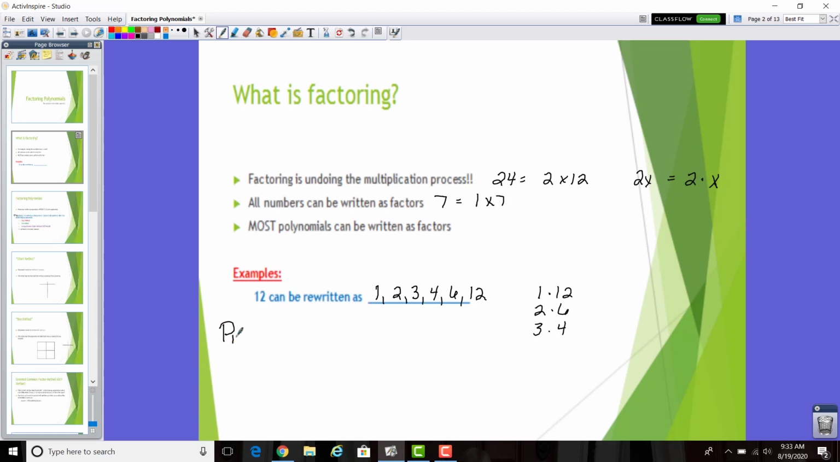We can also do something with numbers that we call prime factorization. Prime factorization means you're making a list of the prime numbers that when you multiply them together, you get the number, in this case, 12.